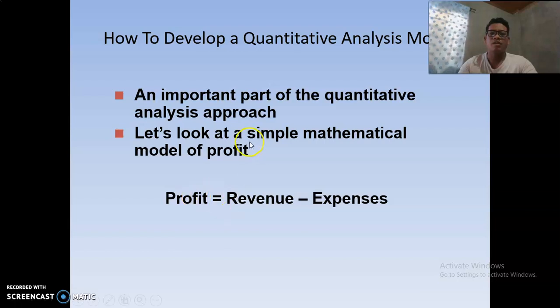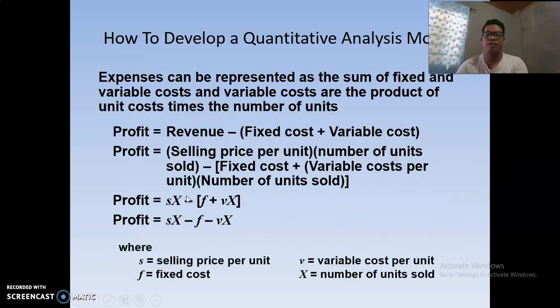Okay, so let us move to the most important part of the quantitative analysis approach, which is how to develop a quantitative analysis model. Let us look at this simple mathematical model of profit. When we compute profit, we make use of this formula: profit is equal to revenue minus expenses. The revenue is what we call the sales of the organization. And when we subtract the expenses, the remaining result is the profit.